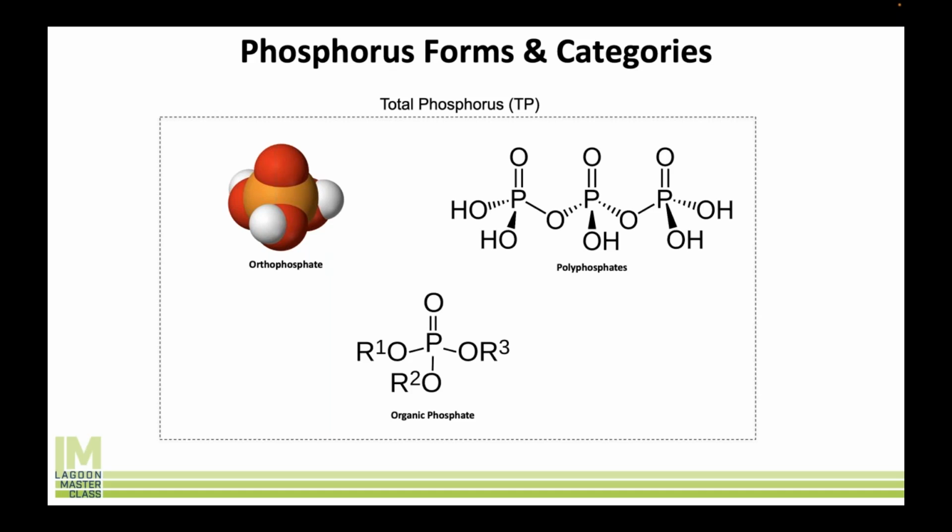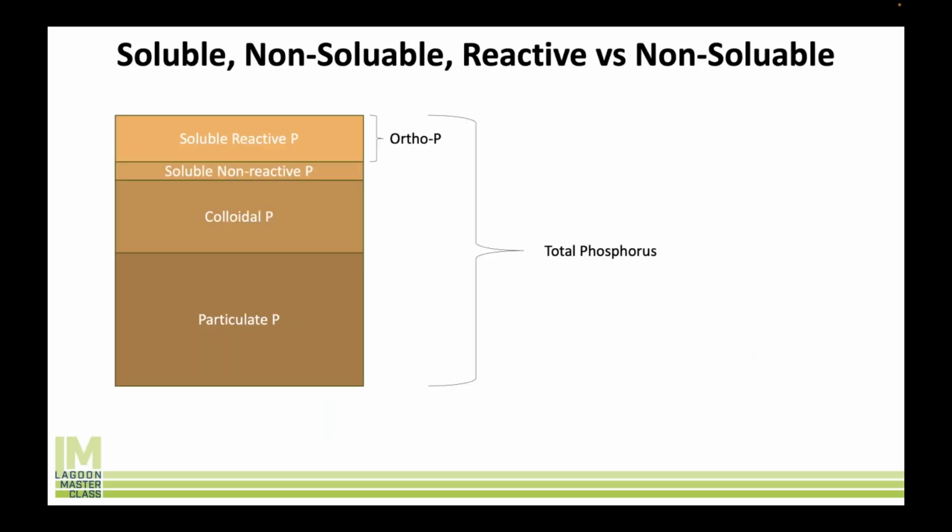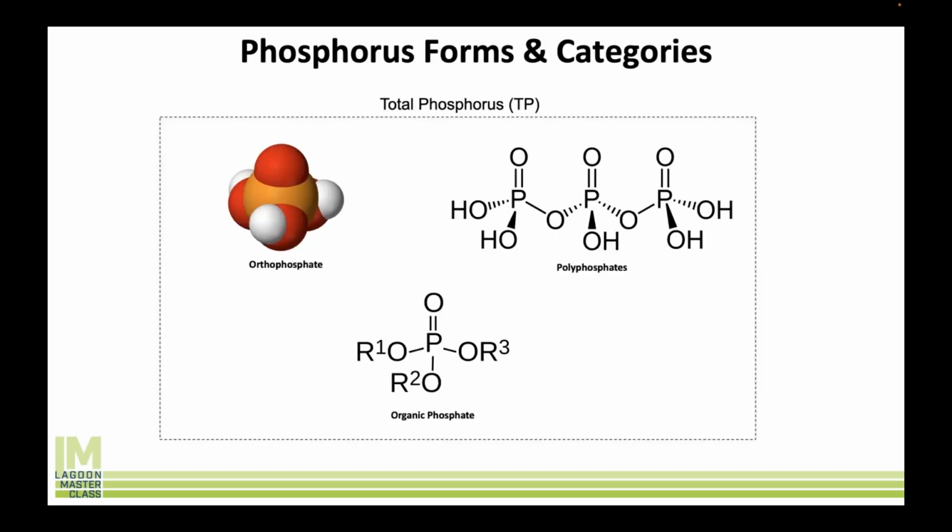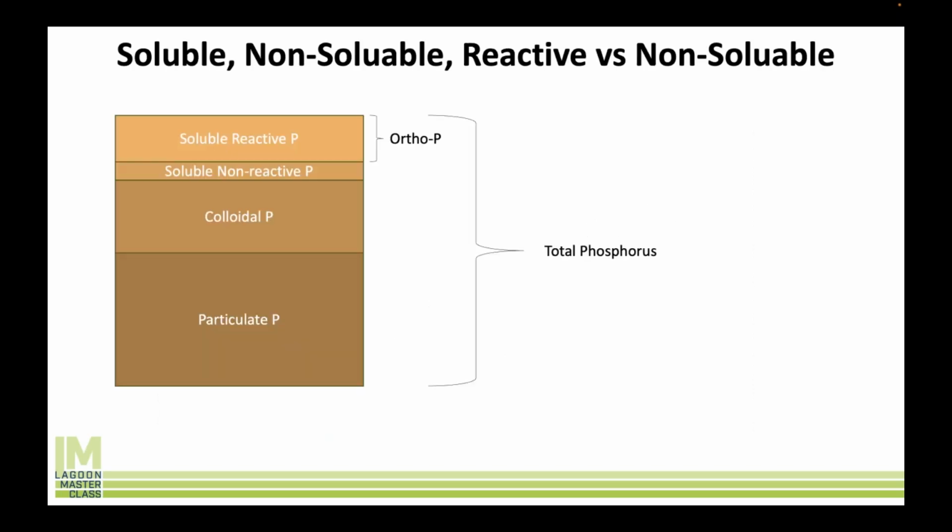So if you get a total phosphorus limit, the test will include all of these things. Some of these are soluble, some of them are insoluble, some are reactive, and some are non-reactive. When we look at what's coming into a wastewater plant, this is a typical breakdown of what's coming into the plant.